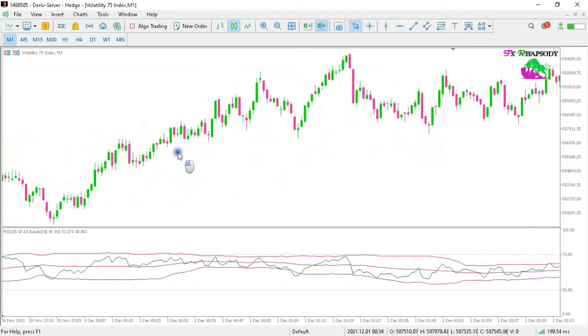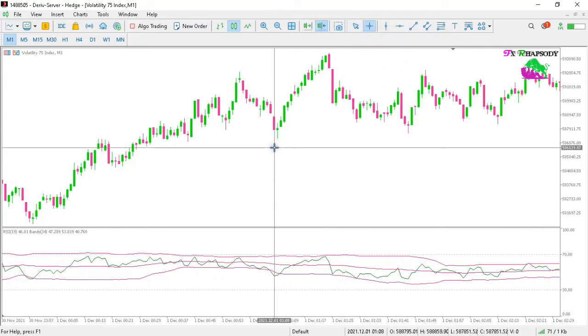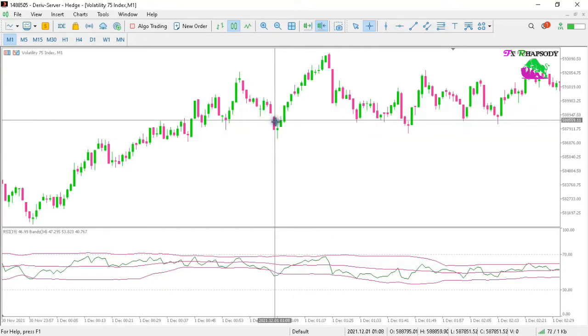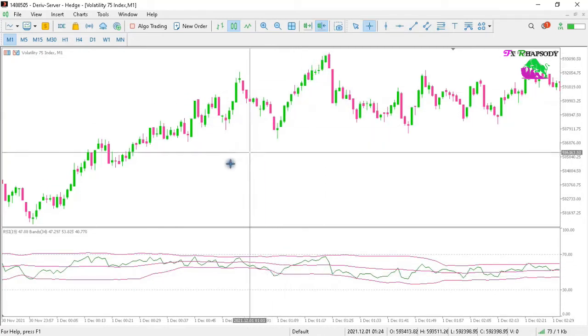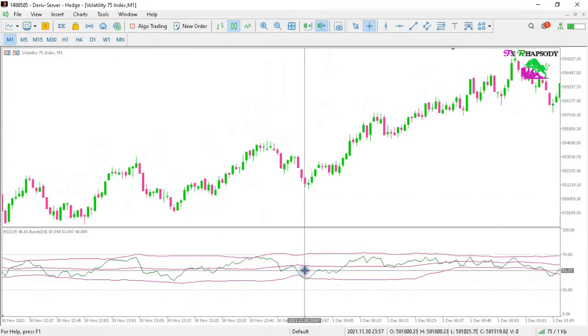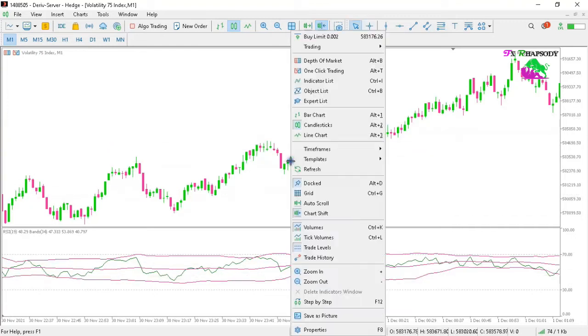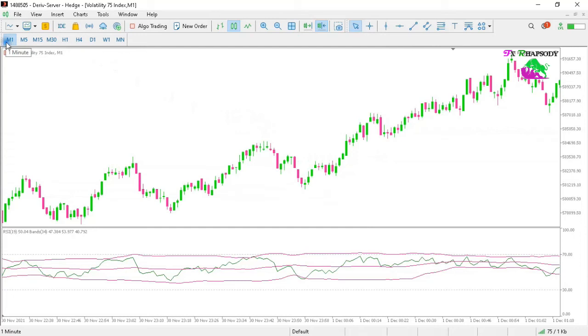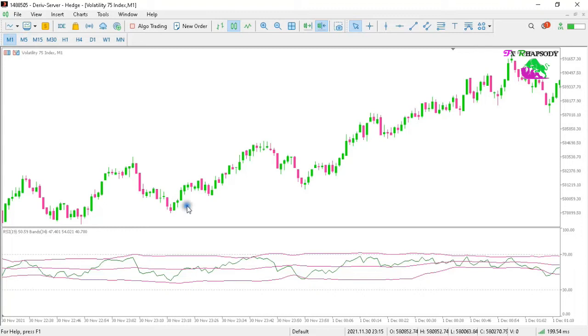If I go through some more examples for you, over here, price breaks below or outside of the Bollinger Bands on the bottom side, and you buy. Again, over here, price breaks below it at the bottom, and then you buy. All of these are being traded on the 1 minute time frame. I've found that the 1 minute time frame works perfectly with this strategy.